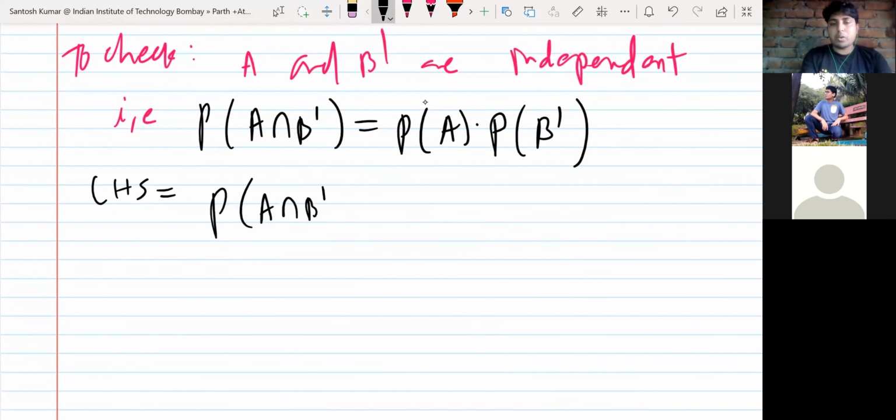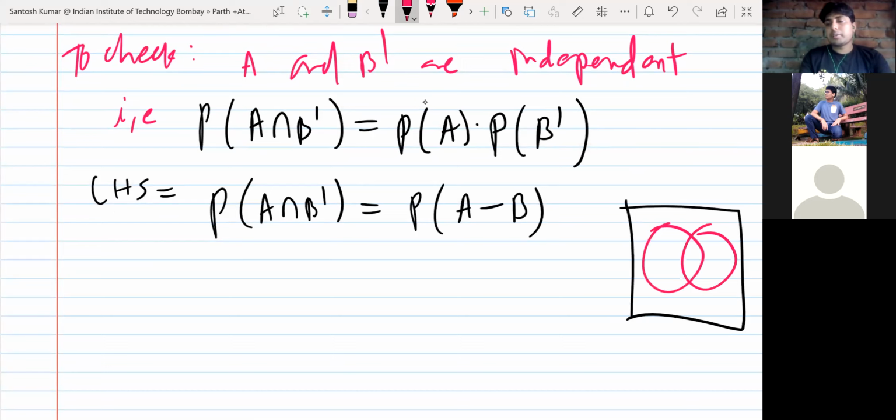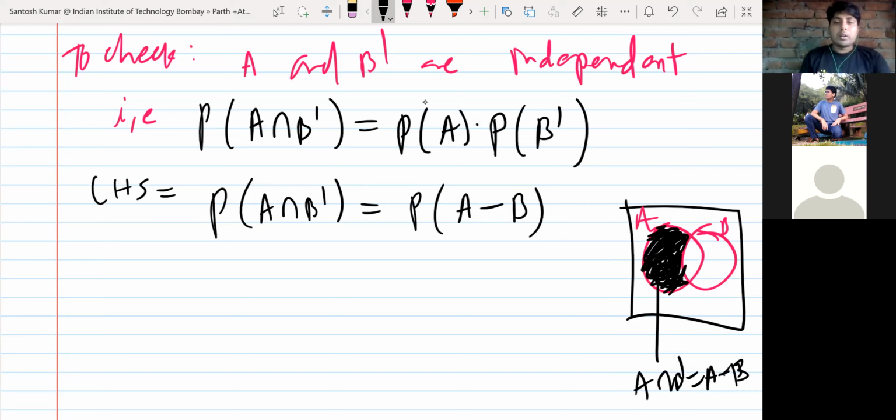So A intersection B complement is the same as probability of A minus B. You know the meaning of A intersection B complement is the same as A minus B because this is set A, this is set B, and A minus B will be this portion. So this portion is A intersection B complement, or you say A minus B. Just a notation difference, but things are the same. Anyone tell me the formula of probability of A minus B? You can look at the Venn diagram.